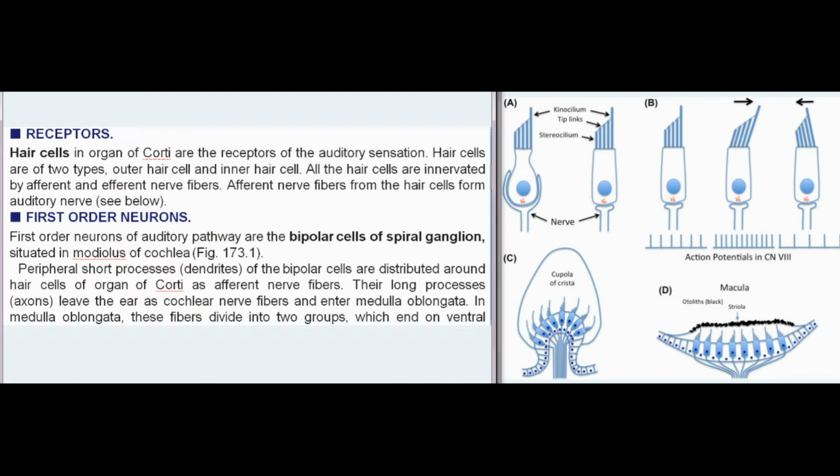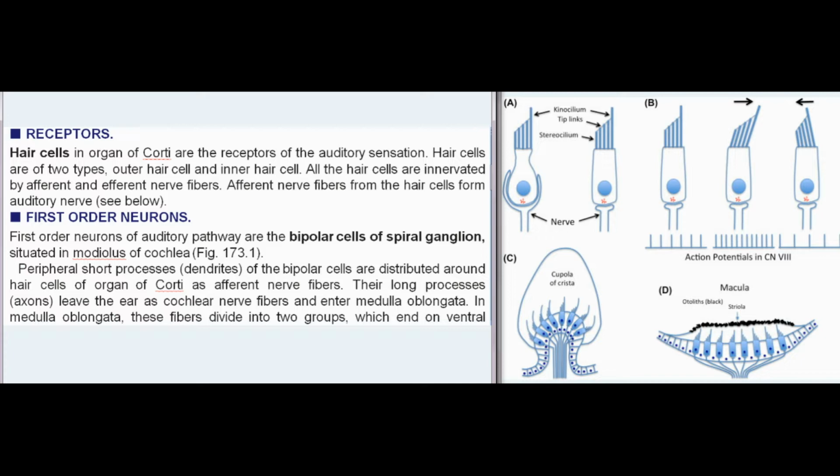Receptors. Hair cells in organ of Corti are the receptors of the auditory sensation. Hair cells are of two types, outer hair cell and inner hair cell. All the hair cells are innervated by afferent and efferent nerve fibers. Afferent nerve fibers from the hair cells form auditory nerve, see below.